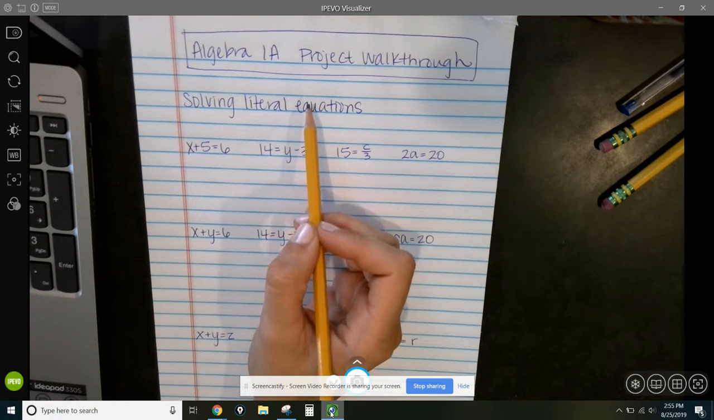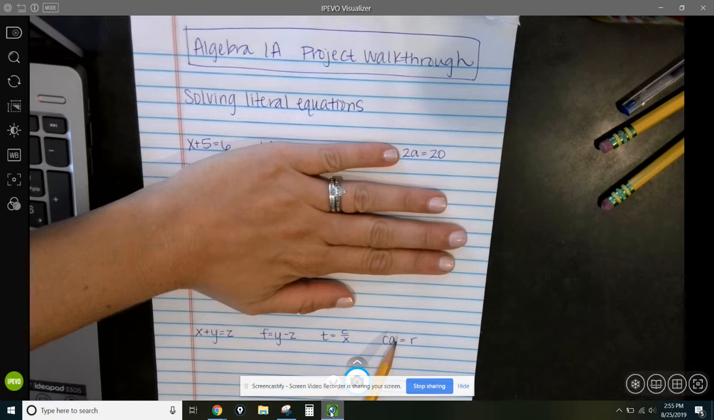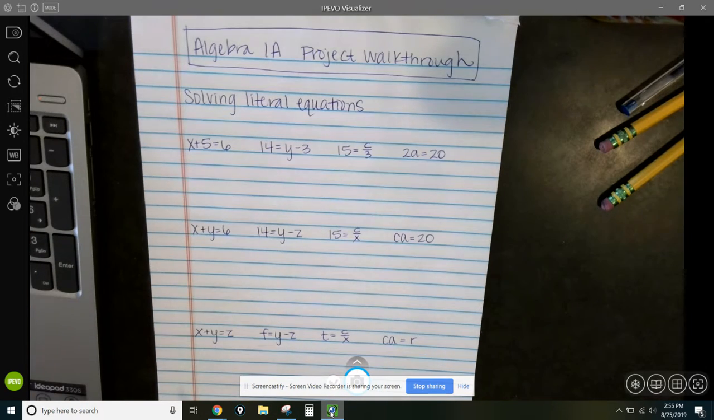What literal equations means is that there are just variables in the equation. Sometimes there'll be a number, but it consists of a lot of variables. I'm going to show you how to deal with those because sometimes they can look a little intimidating. But we're just going to take it step by step, and I'll work through them with you.